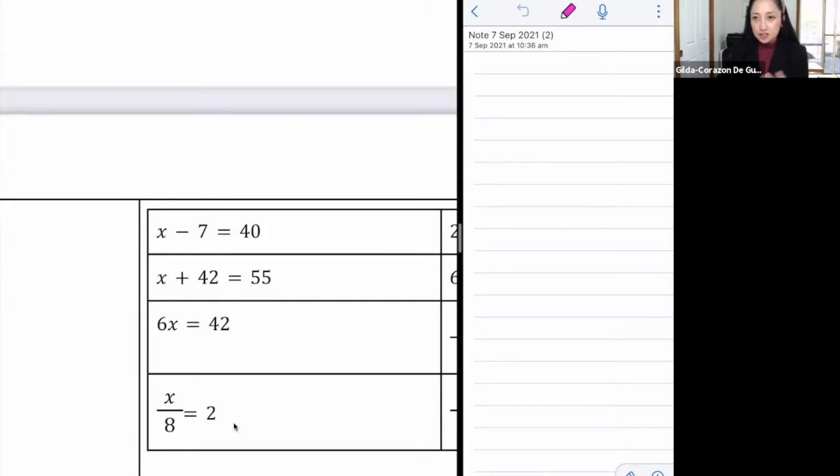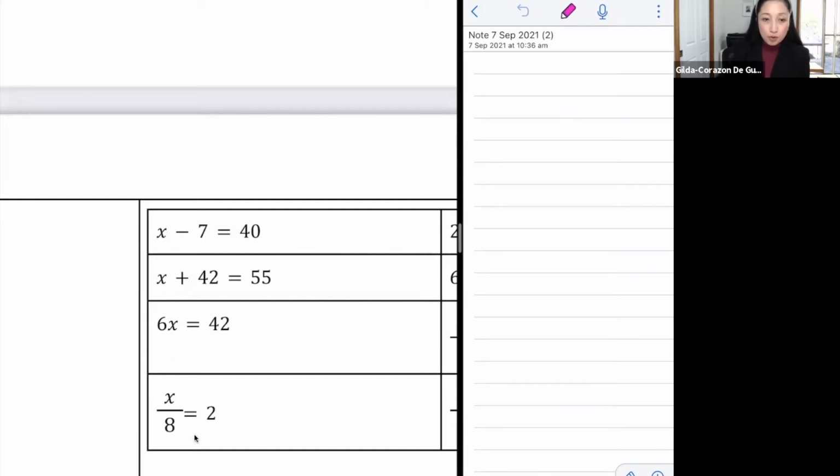So that's guessing and checking. It's really looking for what number will make the equation true. When you say the equation is true, the left-hand side is equal to the right-hand side. Now, is there any other number other than 16 that will make this true?